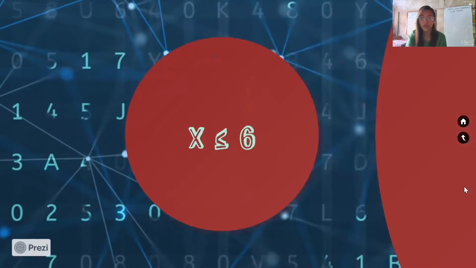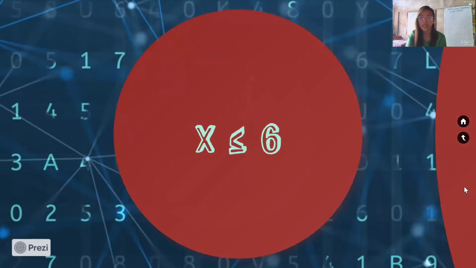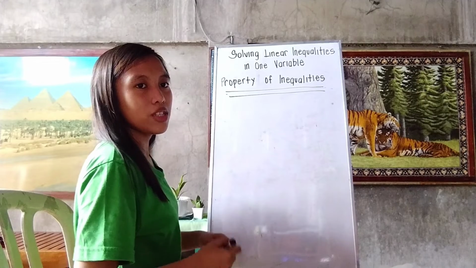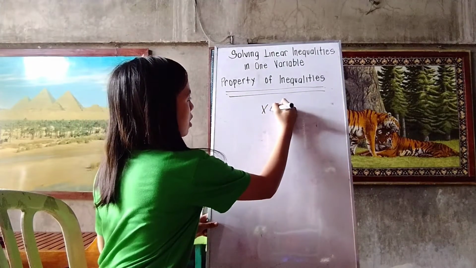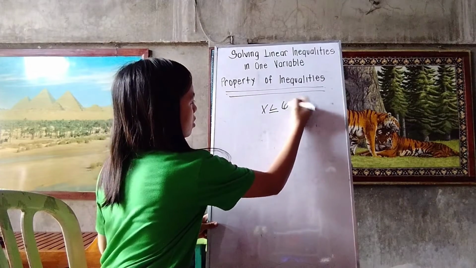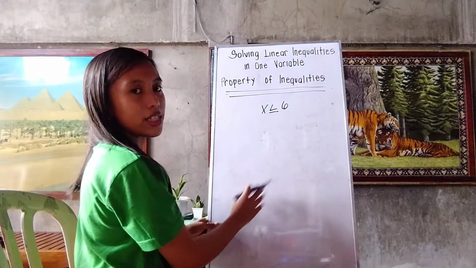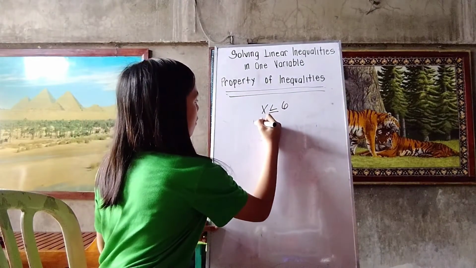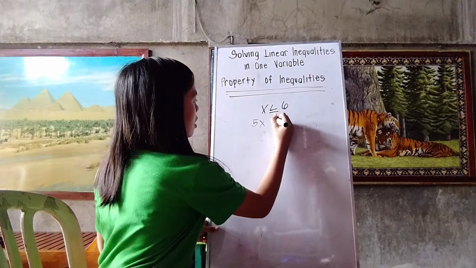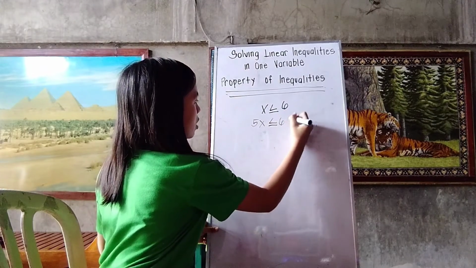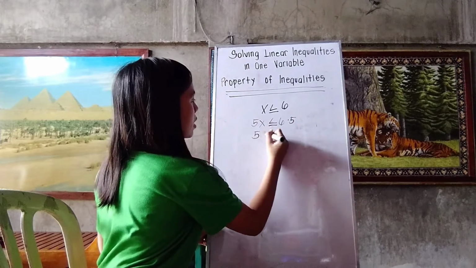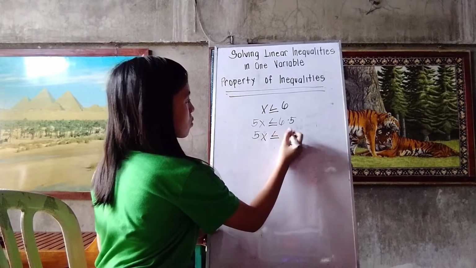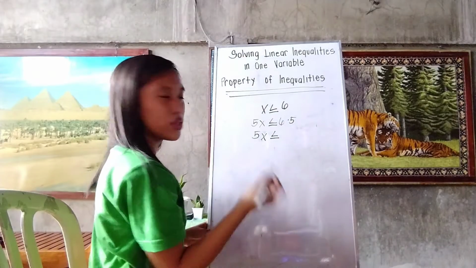For example, x is less than or equal to 6. In the multiplication property of inequality, let's try x is less than or equal to 6. On both sides, let's multiply by 5. 5x is less than or equal to 6 times 5, which is equal to 30.